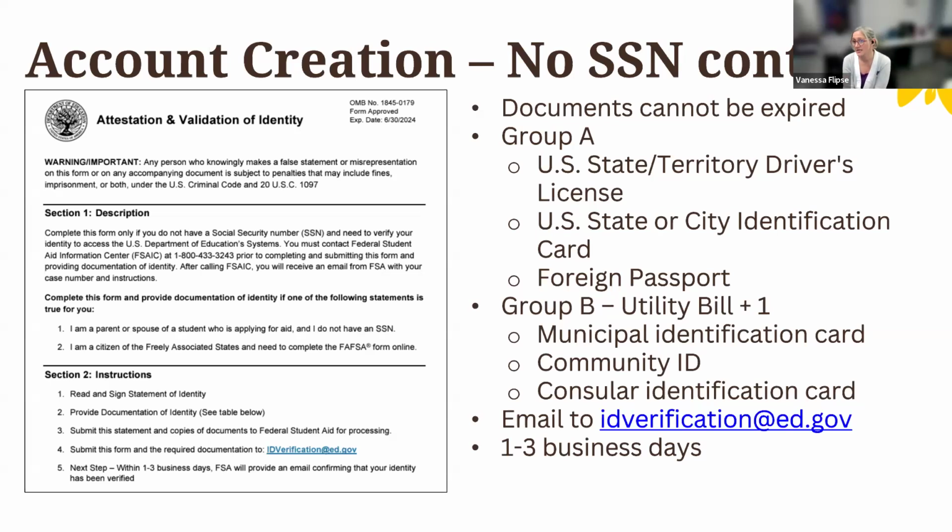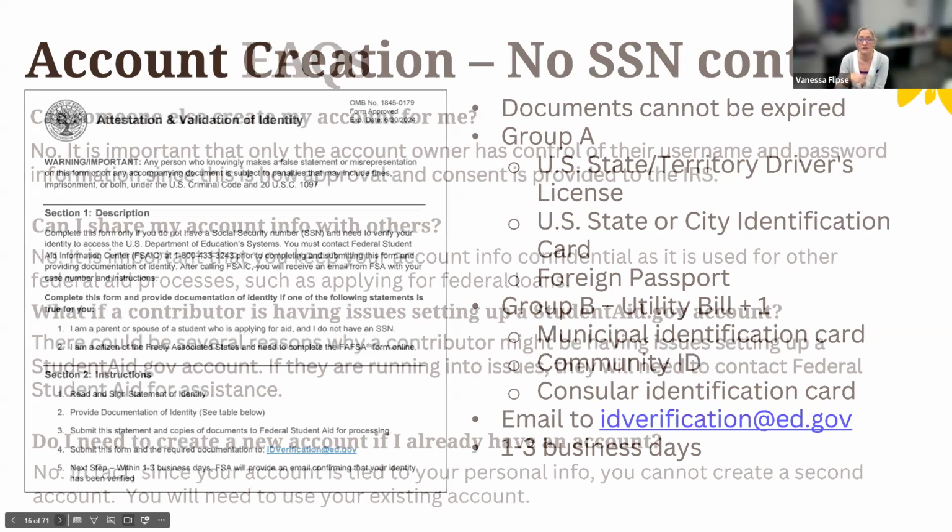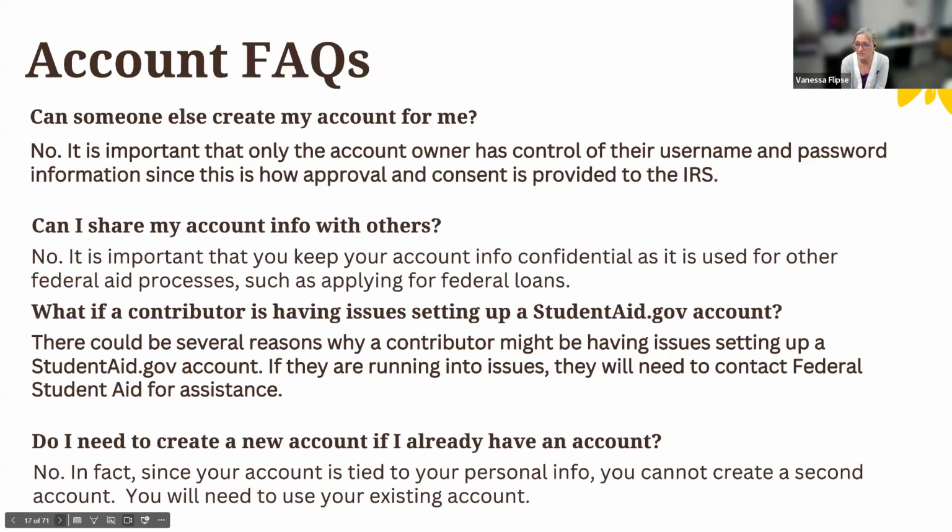Typically, it takes 1 to 3 days for them to go through the process of looking through it and verifying it, and then you should get some kind of an email after that has been completed, letting you know that it is completed and that your ID is set up.